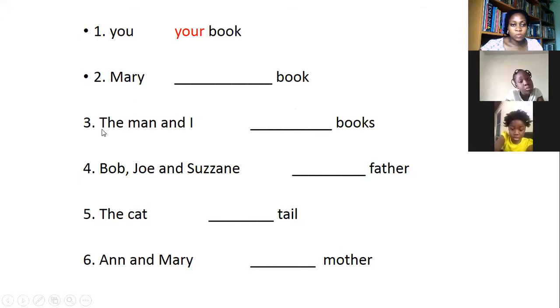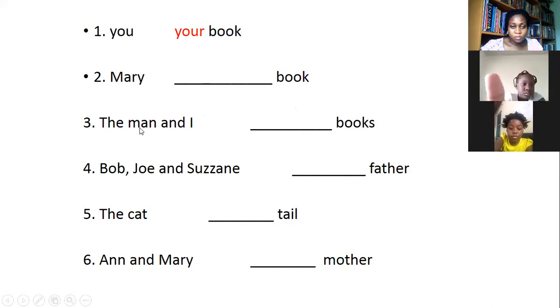Joy, you just joined us. We are looking at possessive adjectives. The use of possessive adjectives. My, your, his, her, our, their. So that's what we are doing.